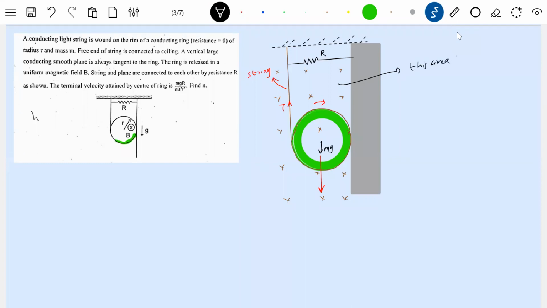This area increases with time. There is a fixed vertical plane. What shall I do after this? The ring will have both rotational as well as translational motion. Due to rotational motion, will there be any EMF induced? That's the primary question.